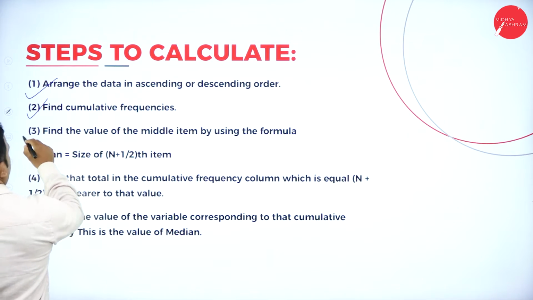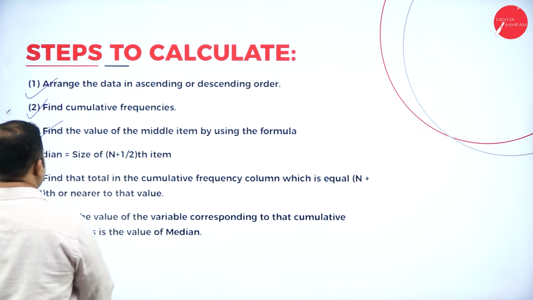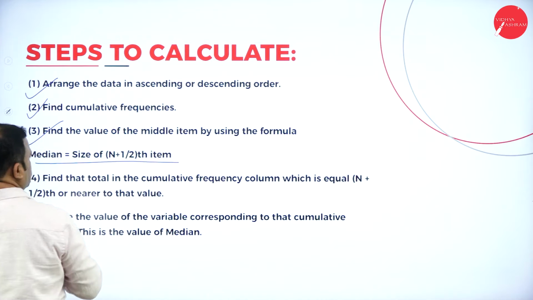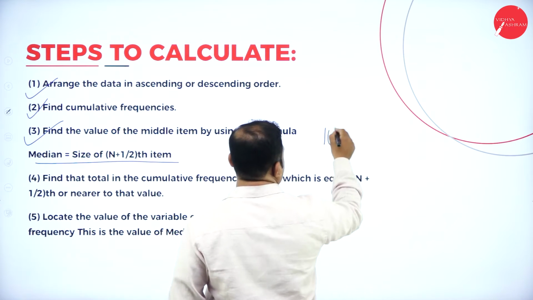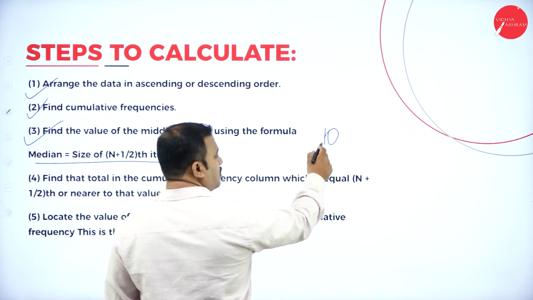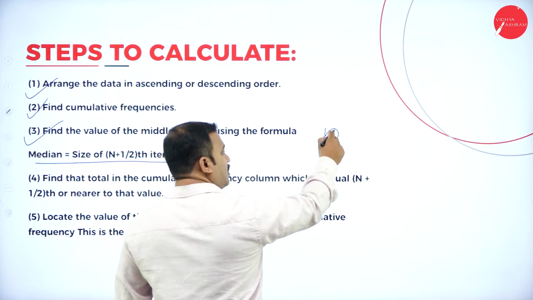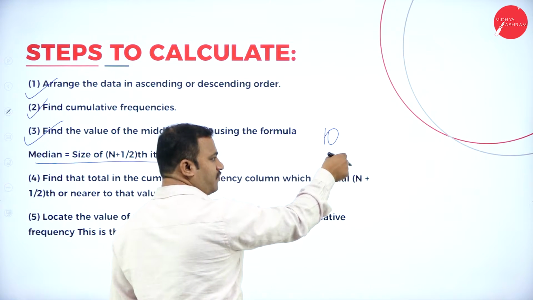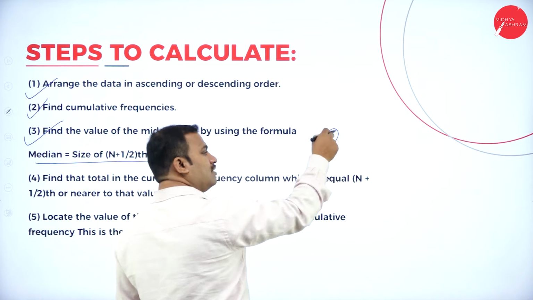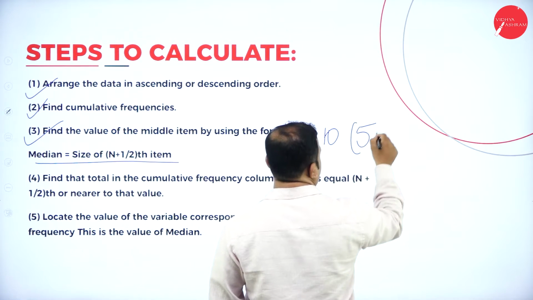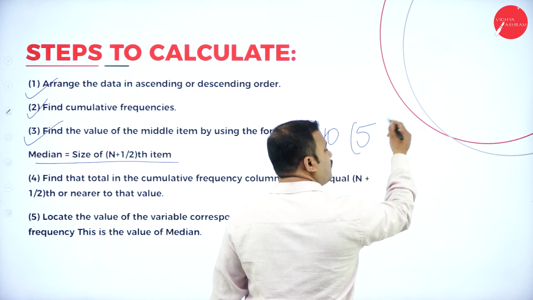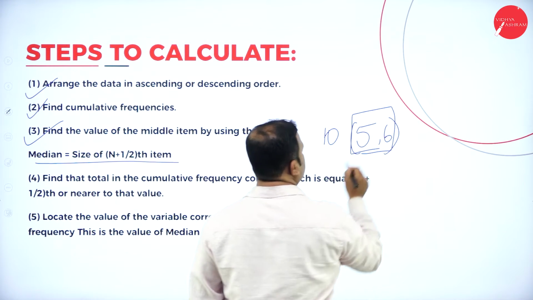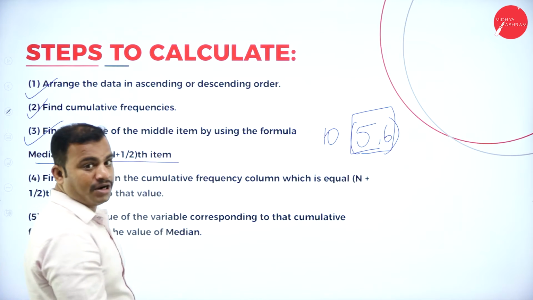Then find the middle item by using the formula: median is equal to size of n plus 1 by 2 item. Suppose there are 10 items, n plus 1 is 11. 11 by 2 is 5.5. If I take the floor of that, you will get 5, and if you take the ceiling of 5.5, you will get the 6th term. So the 5th and 6th terms are considered here for an even number of data items.